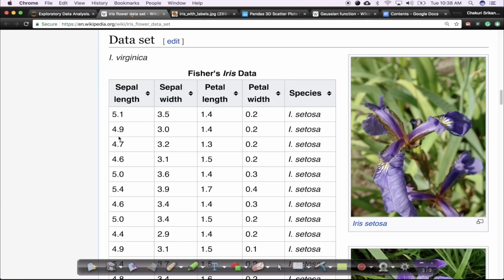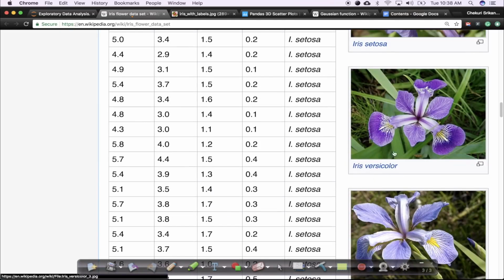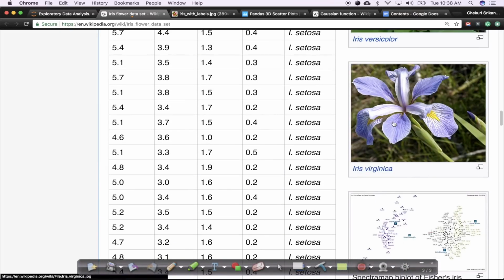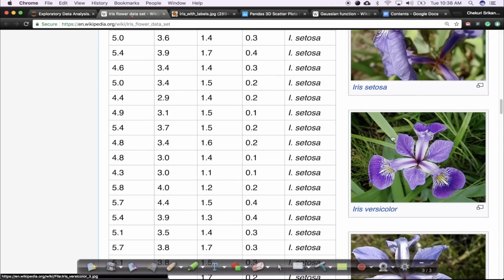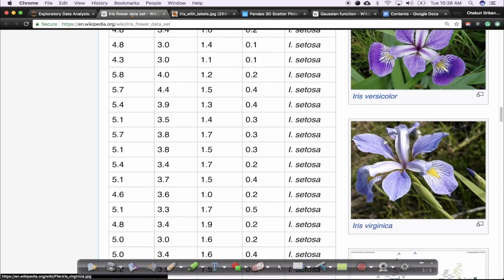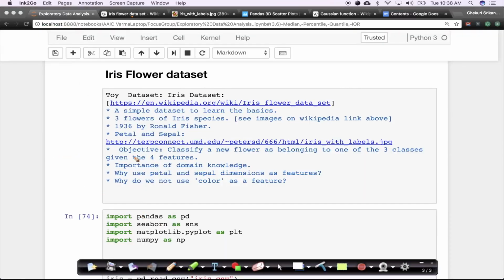Now, let me introduce you to what this dataset is, what problem we are solving, and a bunch of terminology. In 1936, this dataset was collected from 3 types of flowers, all belonging to the iris family. The first flower is called Iris setosa. The second type of flower is called Iris versicolor. The third one is called Iris virginica. All 3 of them belong to the iris family. If you look at it, these 3 flowers look more or less similar. The objective that we have is to classify a flower as belonging to one of the 3 classes.